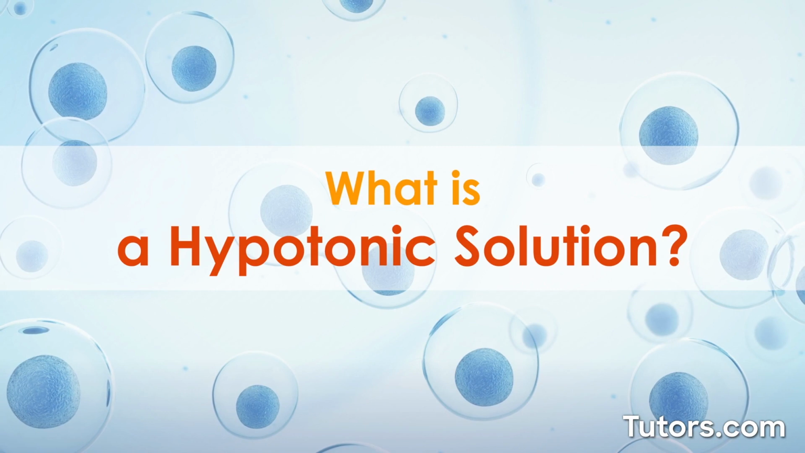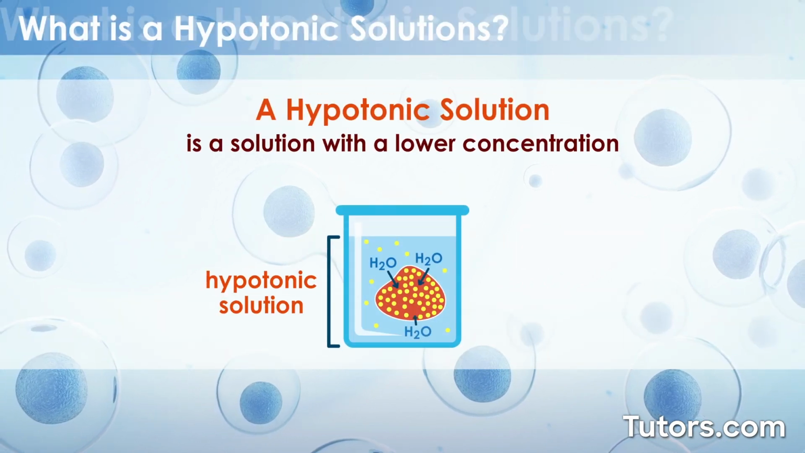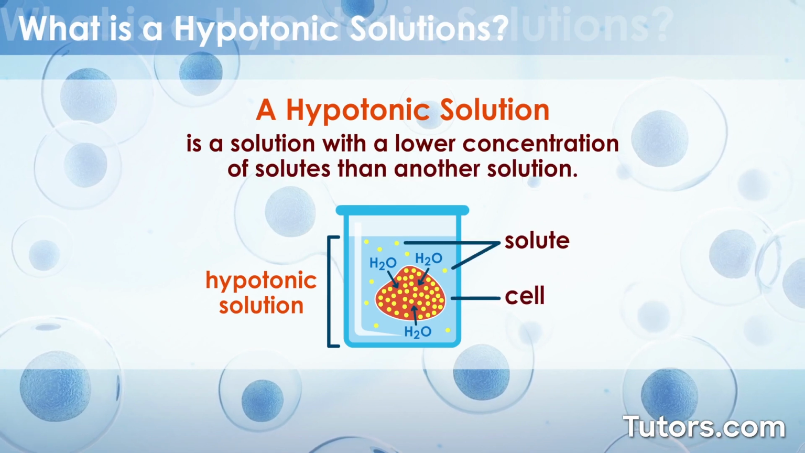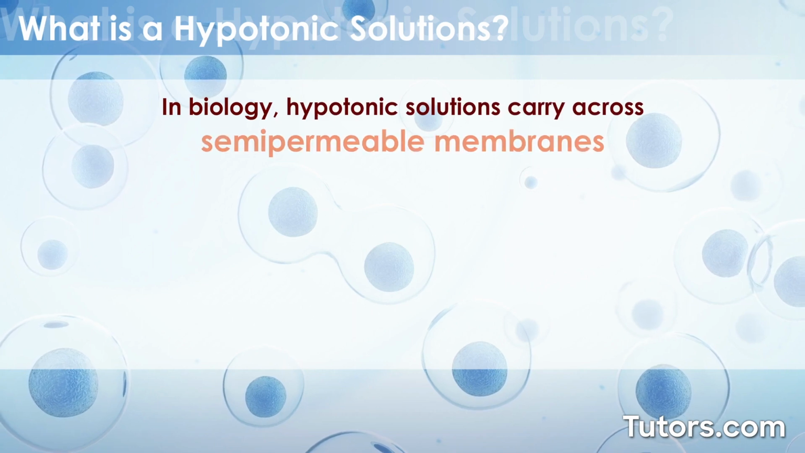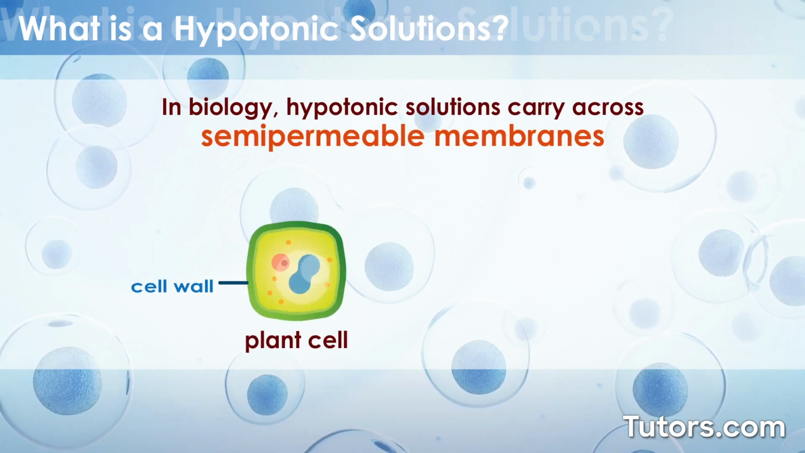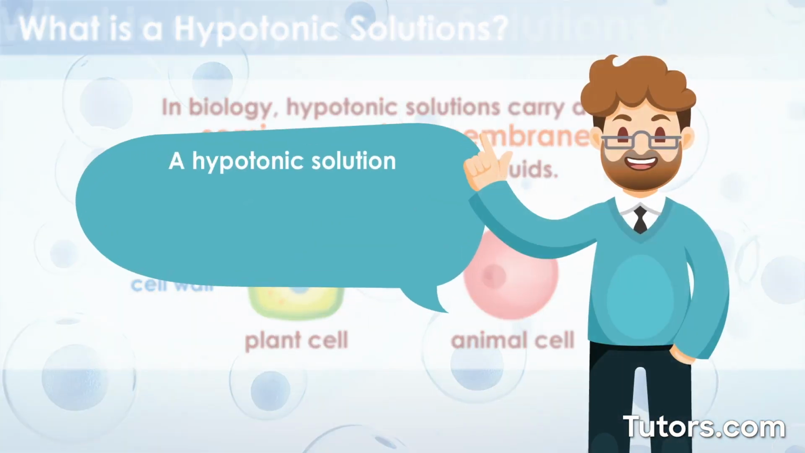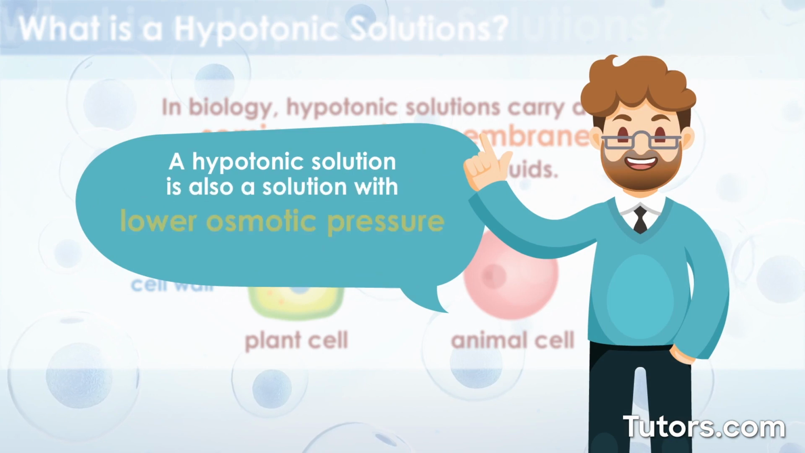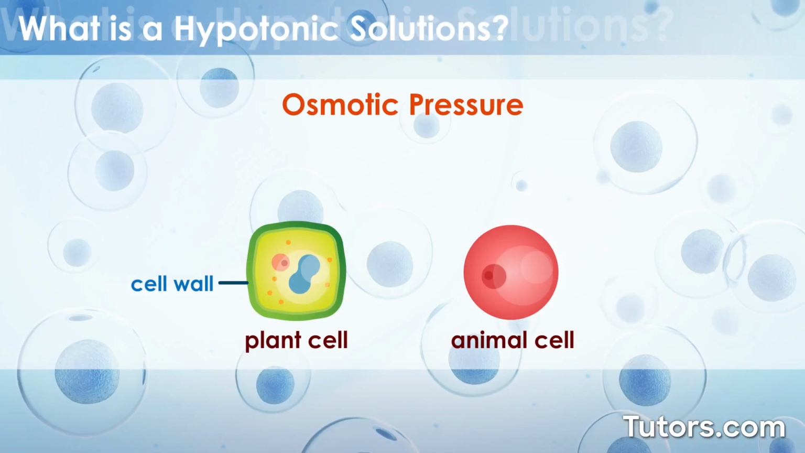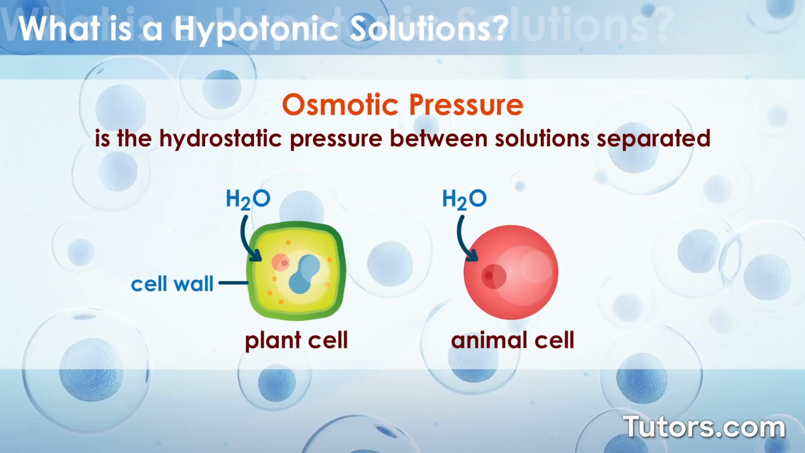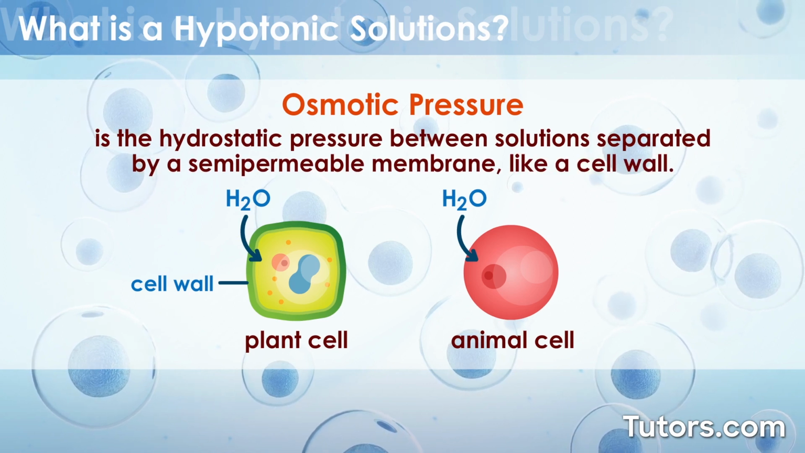What is a hypotonic solution? A hypotonic solution is a solution with a lower concentration of solutes than another solution. In biology, hypotonic solutions carry across semipermeable membranes, plant cell walls, and animal cells to infuse the cells with fluids. A hypotonic solution is also a solution with lower osmotic pressure than another solution. Osmotic pressure is the hydrostatic pressure between solutions separated by a semipermeable membrane, like a cell wall.